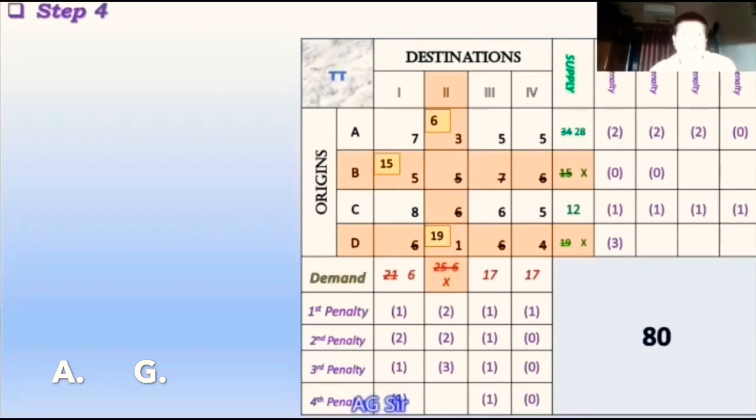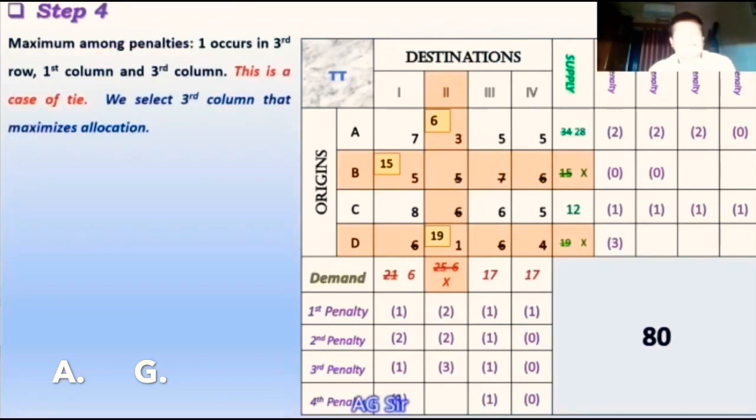Next, we move into the columns. In the first column, the minimum cost cell among 7 and 8, that is these two cells, is 7 and the next minimum cost cell is clearly 8. So the penalty in this column is 1. We put the penalty in parentheses below as our fourth penalty. Rest of the penalties we can compute similarly. Among all these penalties, we find that the maximum penalty is 1 and this 1 occurs in the third row, in the first column as well as in the third column.